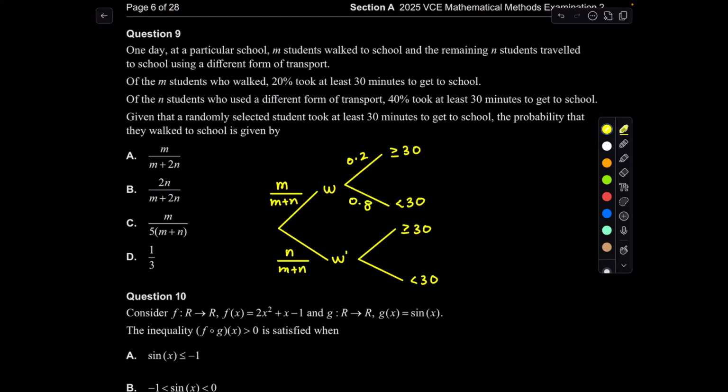The next one: of the N students who use different forms of transport, 40% took at least 30 minutes to get to school. So this is 0.4 and this is 0.6. Easy, because you remember that these have to total up to 1.